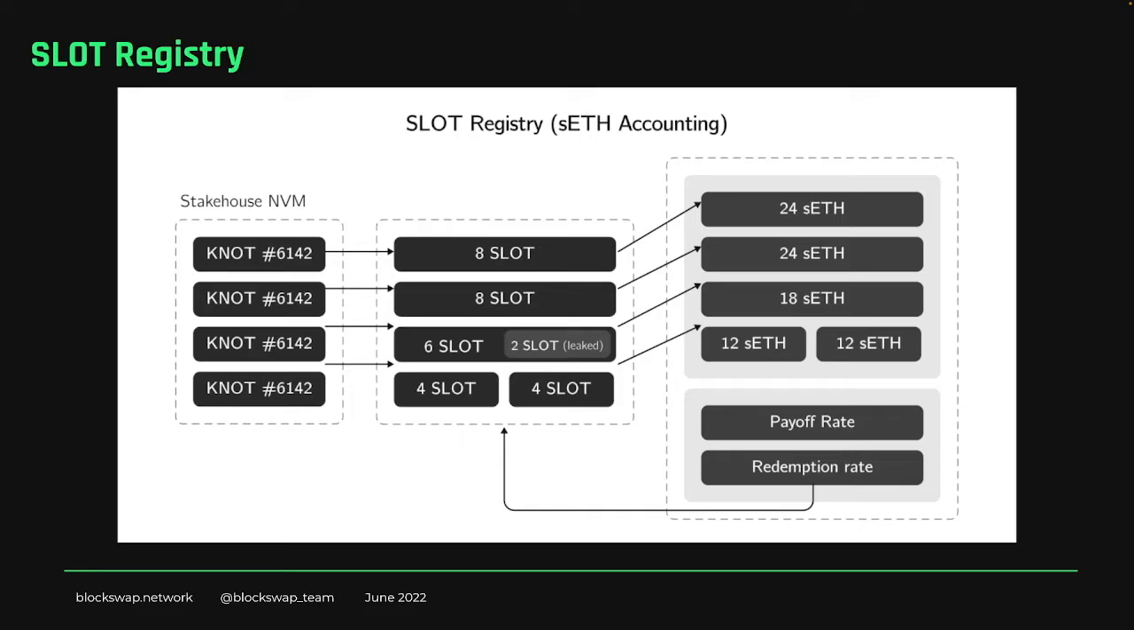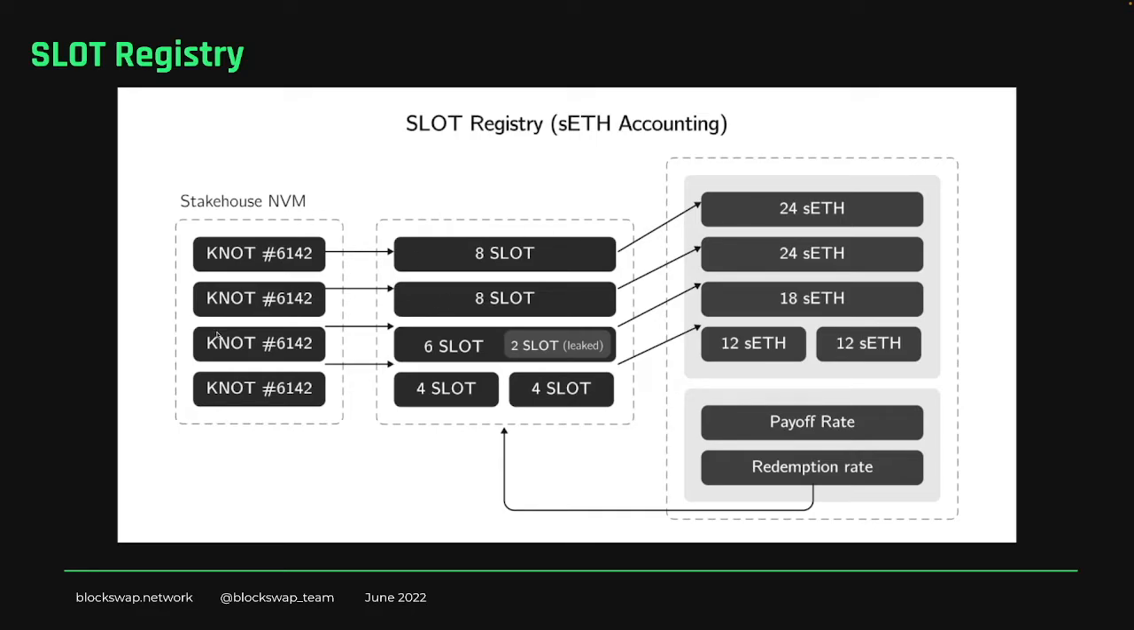So on the left, you can see a group of knots. Those are arbitrary numbers, and they're part of the Stakehouse NVM. Never mind. And remember that each knot ties the consensus layer and execution layer. So that's an easy way to remember it, is that it ties a knot. And knots are validators within the Stakehouse ecosystem. So the slot tokens are the registry asset right here in the middle, and that's how it's being accounted for.